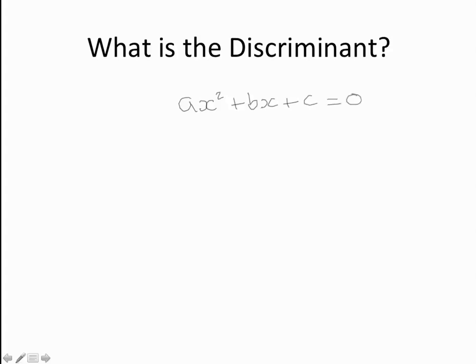And x is the unknown, so we're looking for some number to fit this equation. And a, b, and c are constants. In other words, they're just numbers. So it could be 2x squared plus 3x minus 5 equals 0. And in that equation, we're looking for an x or x's which will satisfy the equation. In other words, make the equal signs work and make it equal to 0.